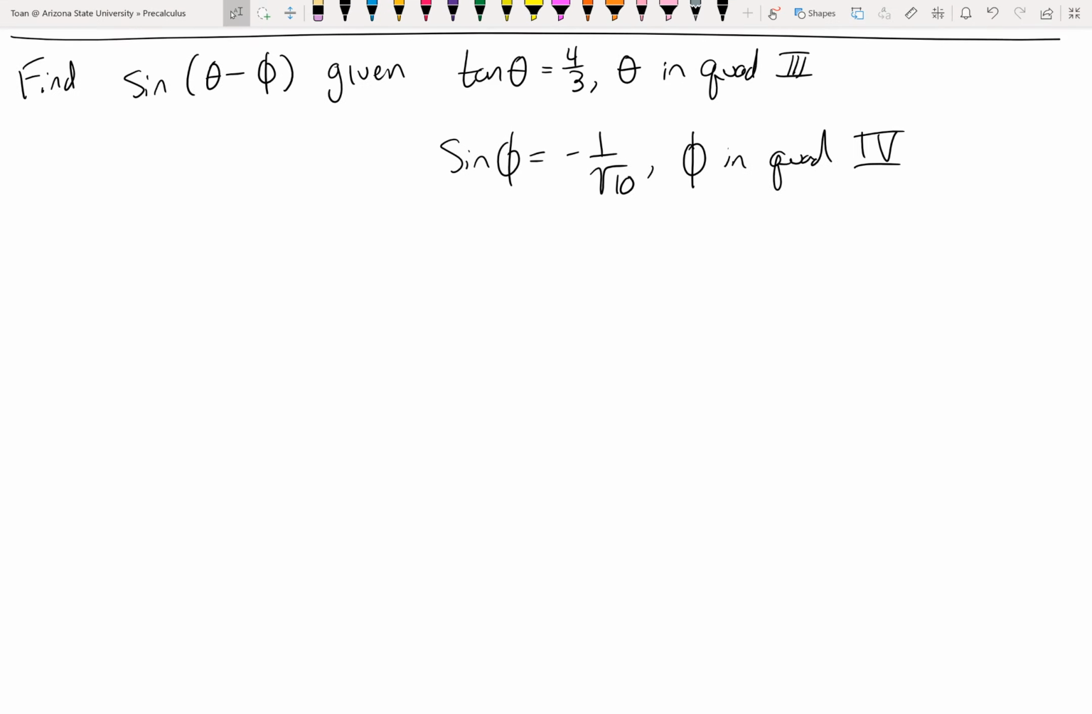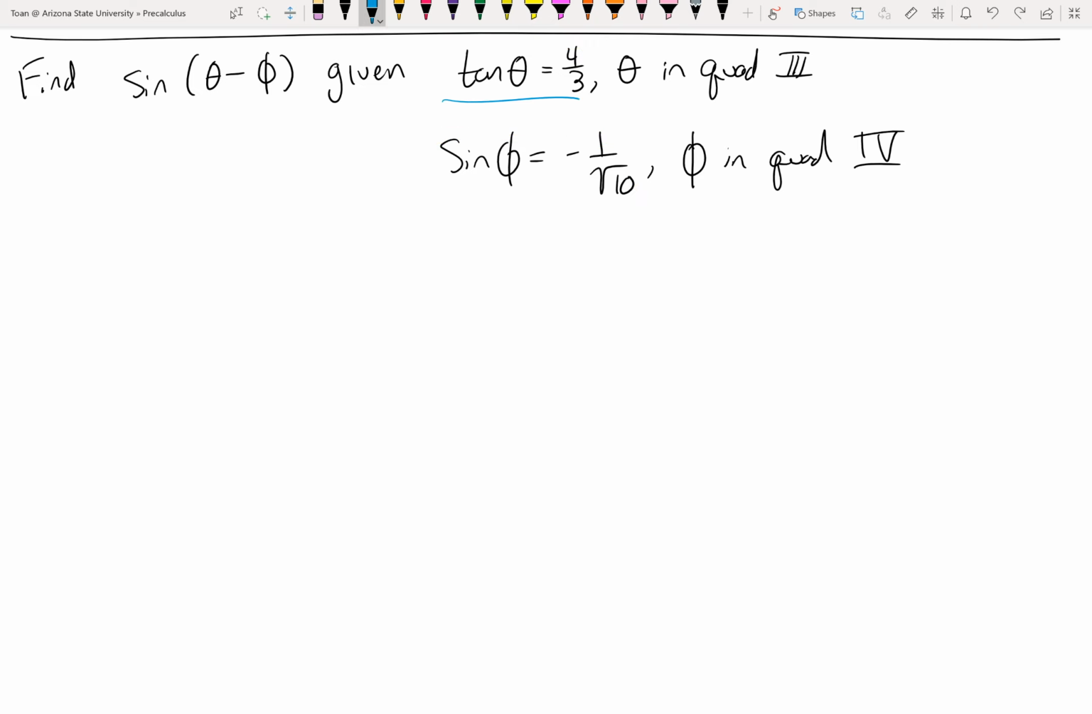So this question asks you to find sine of theta minus phi. Seems like nebulous instructions, no numbers, no nothing, but here is your information. Remember that anytime you're given trig ratios, you can always draw a triangle, and that's going to be the technique here.